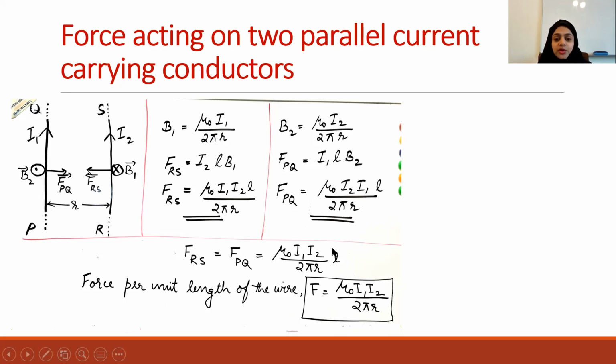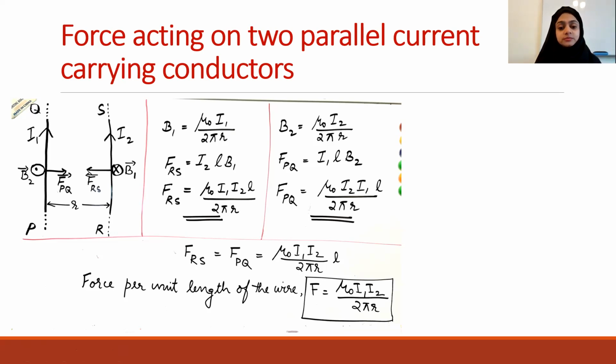Now here, since we usually don't know the length of the wire, it will be better to consider the force per unit length of the wire. So the force per unit length of the wire, which is the same for both, is equal to mu naught I1 I2 by 2 pi r. So you have to memorize this expression. The force per unit length acting between two parallel current carrying conductors is equal to mu naught I1 I2 by 2 pi r.